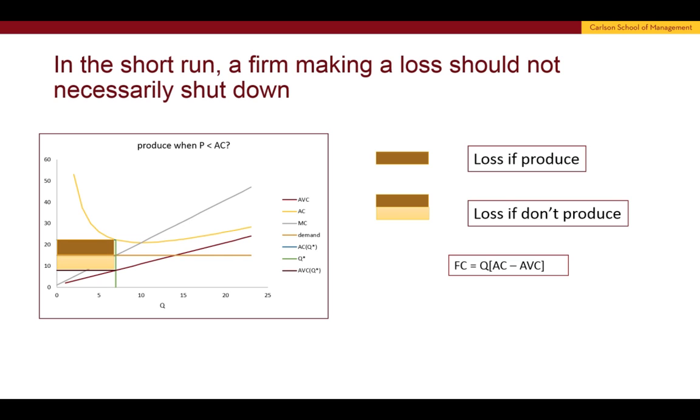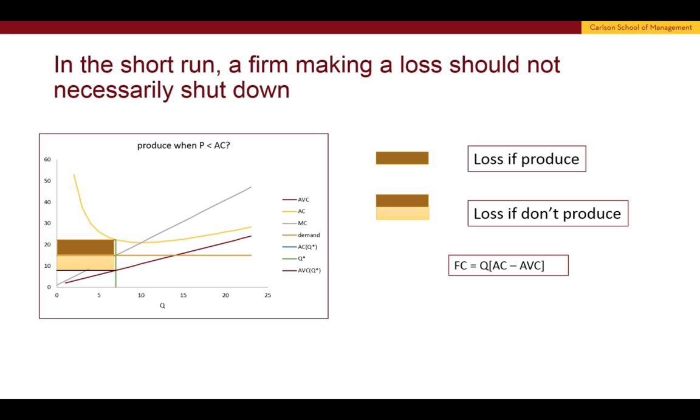Let's talk about this one more way. I already said this, but let's say it again. Remember that fixed costs are equal to quantity times the average cost minus the average variable cost. And you can see that this collection of the two rectangles is exactly that. That is to say, it's the quantity on the horizontal axis times the vertical distance between average cost and average variable cost. So the firm loses its fixed cost if it doesn't produce, but it loses less if it does.